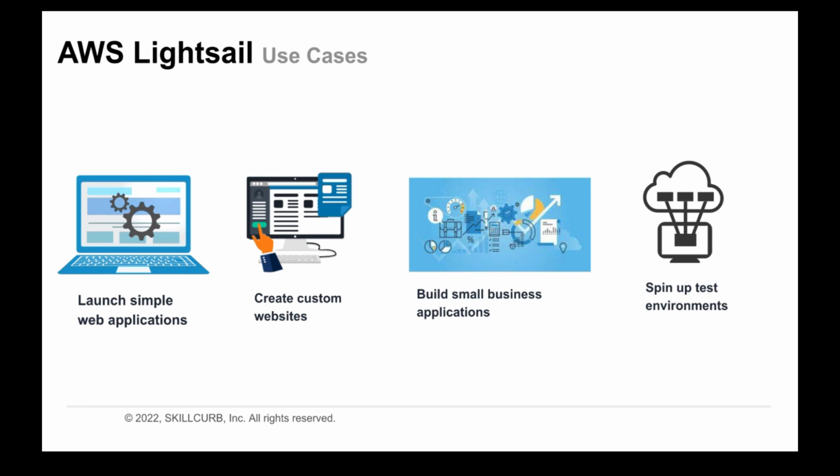In only a few clicks, you can launch your simple web application with Amazon Lightsail by utilizing pre-configured blueprints such as WordPress, PrestaShop, or LAMP. Lightsail allows you to create custom websites where you can build blogs and websites with your own design. You can also build small business websites or applications with storage and backups too. You can create and destroy deployment sandboxes and test environments quickly and easily to try out new ideas without risk.